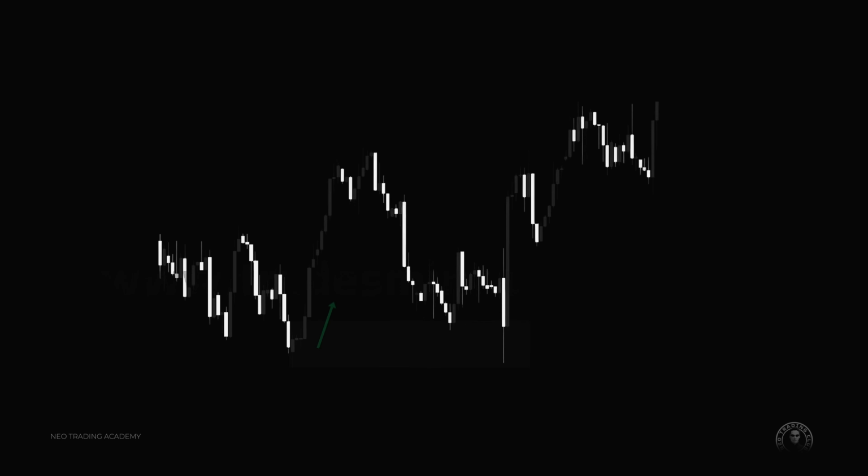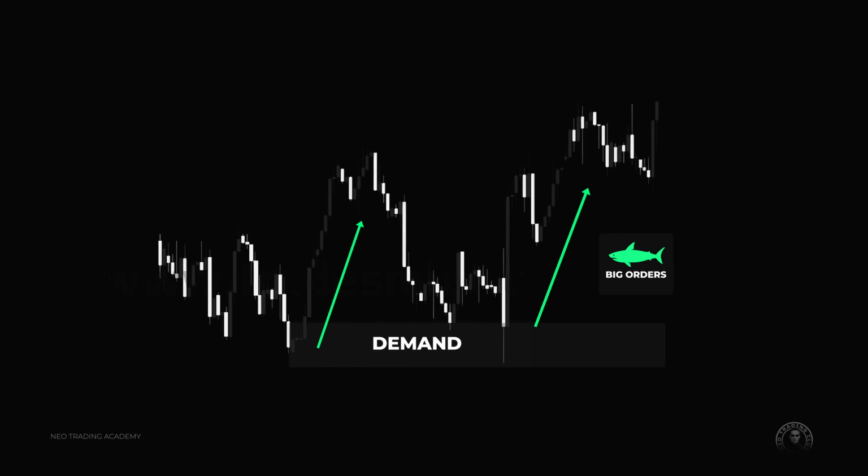These orders are placed at key levels in the market. So our job is to find and map where the big players are placing their orders so we can use them as points of interest.